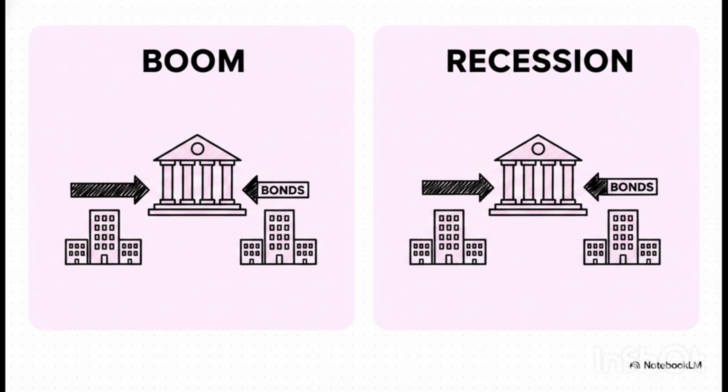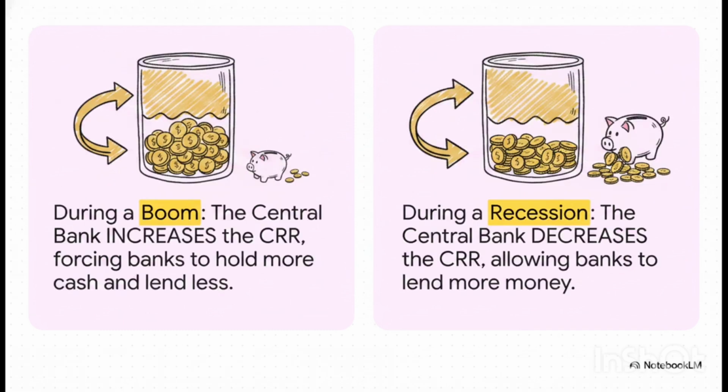And then you have got the open market operations. To cool things down during a boom, the central bank sells government bonds. This basically draws cash out of the banking system, like shown in the picture. During a recession, they do the exact opposite. They buy up bonds, which injects a bunch of cash into the system, giving banks more money to lend out.